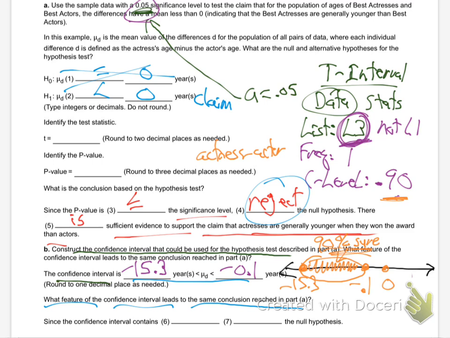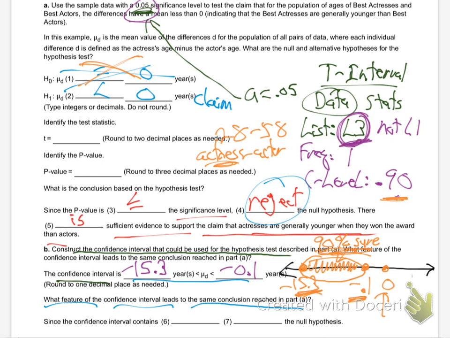0 is not in that zone. So we're pretty sure 0 is not in that interval. We're pretty sure the difference does not equal 0. It's not a 0 difference. No, it's a negative difference, meaning the actress is younger. She's like 28 and he's 58. She's usually younger. That's why when you subtract them, you get a negative number. We're 90% sure that really the actresses are younger. 0 is not in that interval.